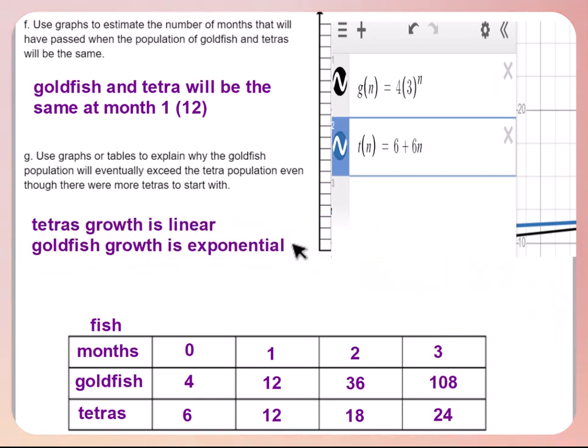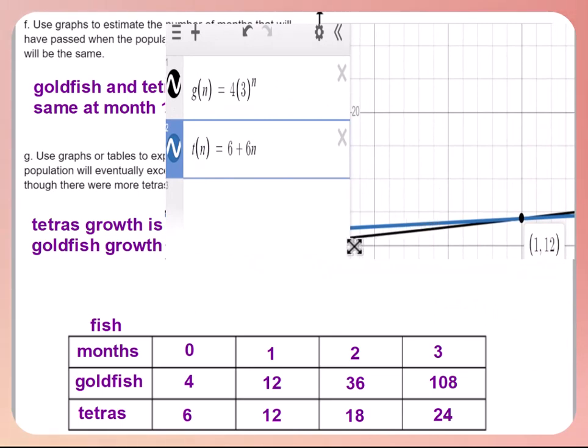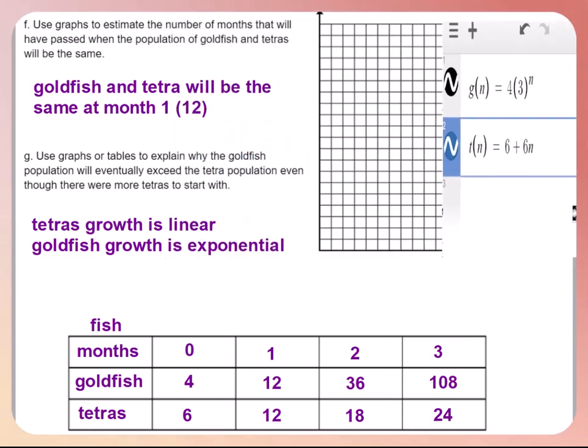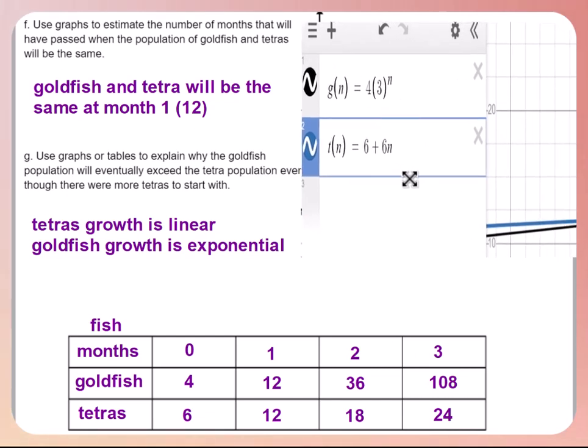All right, the tetra's growth is linear. I've zoomed in so you can't see it really well. The blue line is straight, it's linear. And then the black line is curving, but it's curving slowly. The goldfish growth is exponential. So practice putting these into Desmos and then adjusting, zooming in or zooming out, adjusting with the little wrench in the upper right hand corner to see if you can see the graph and you understand what's happening.